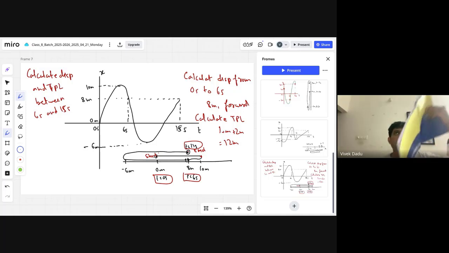Very good. Very good. Who's this? TPL is wrong, Parmanand. Check. You have not shown working also.